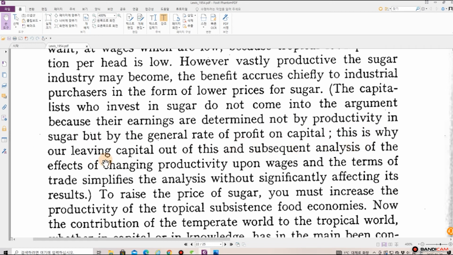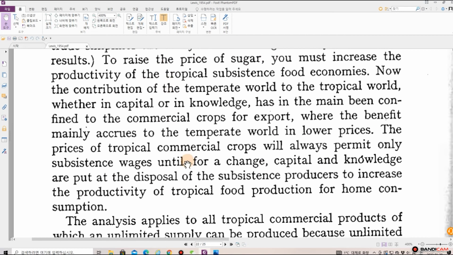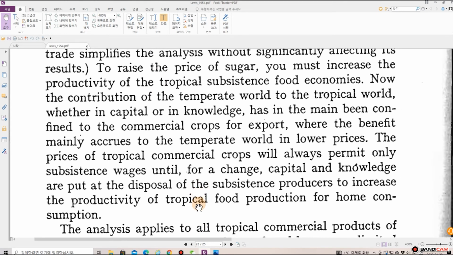This is why our leaving capital out of this and the subsequent analysis of the effects of changing productivity upon wages and the terms of trade simplifies the analysis without significantly affecting its results. To raise the price of sugar, you must increase the productivity of the tropical subsistence food economies.